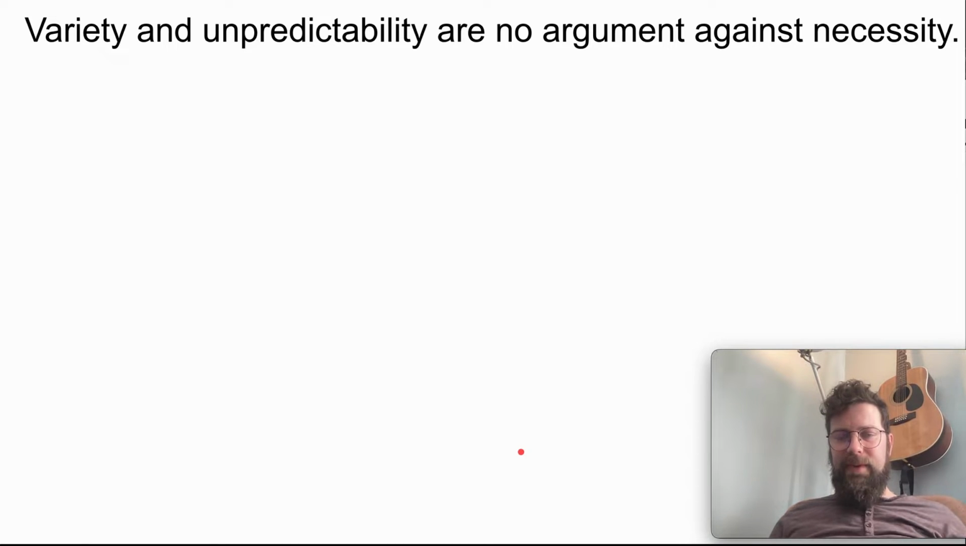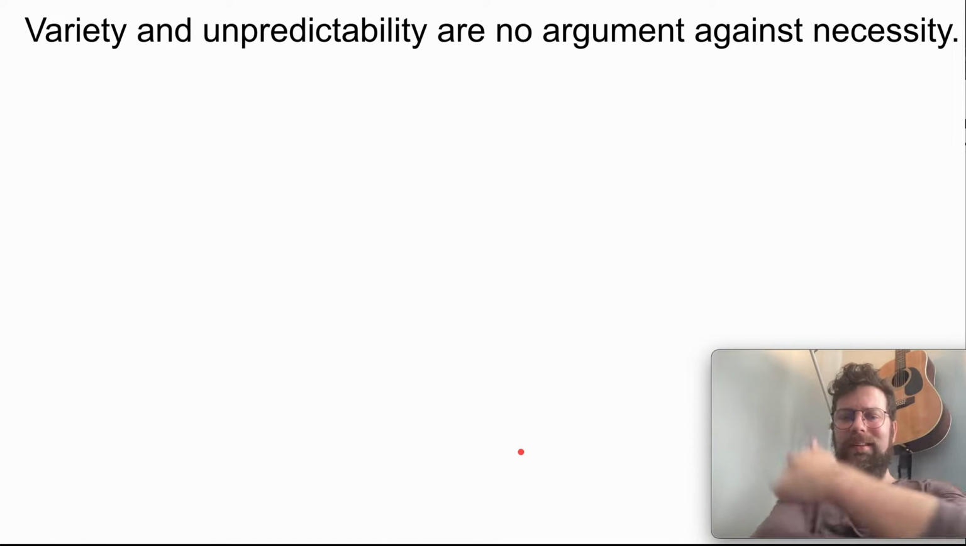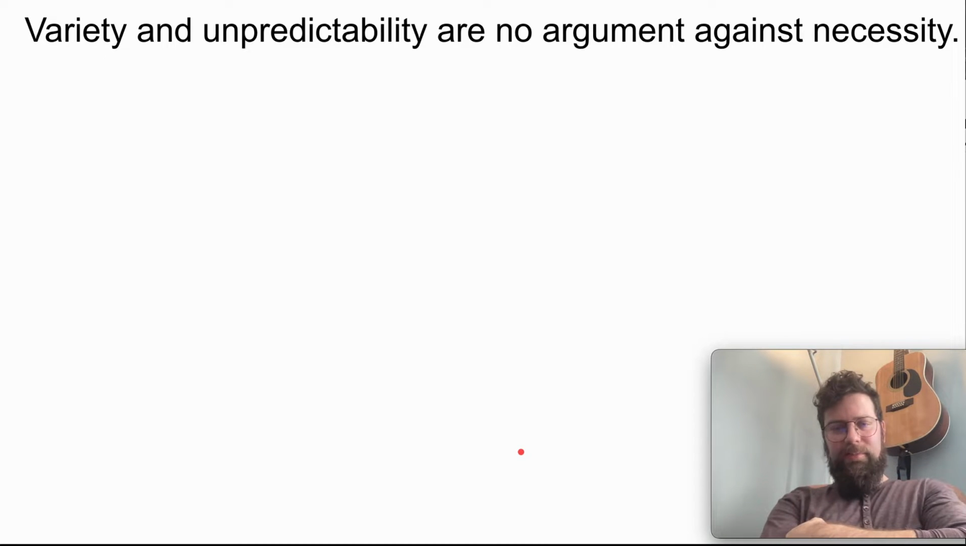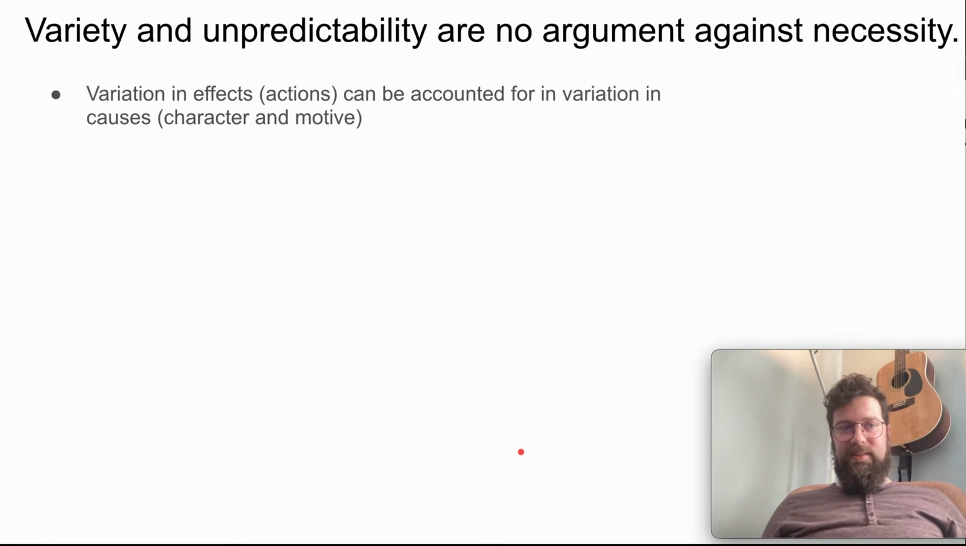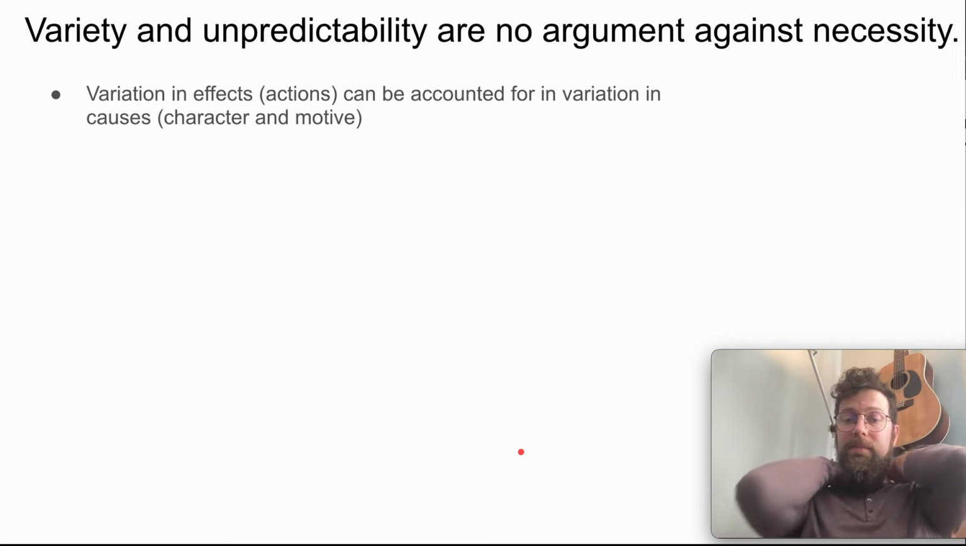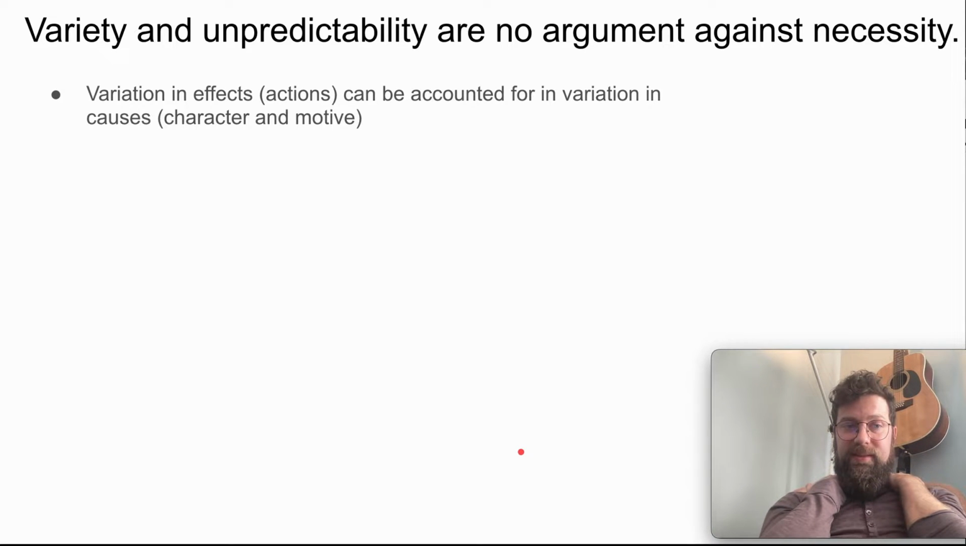Now, some people might say, yeah, but human behavior is not predictable. We don't know, for instance, how the American public is going to vote a year from now in 2024. And we also get different effects from similar causes. But Hume is going to say variety and unpredictability are no argument against necessity. Because he is going to note that variations in effects can be accounted for in variation of causes.